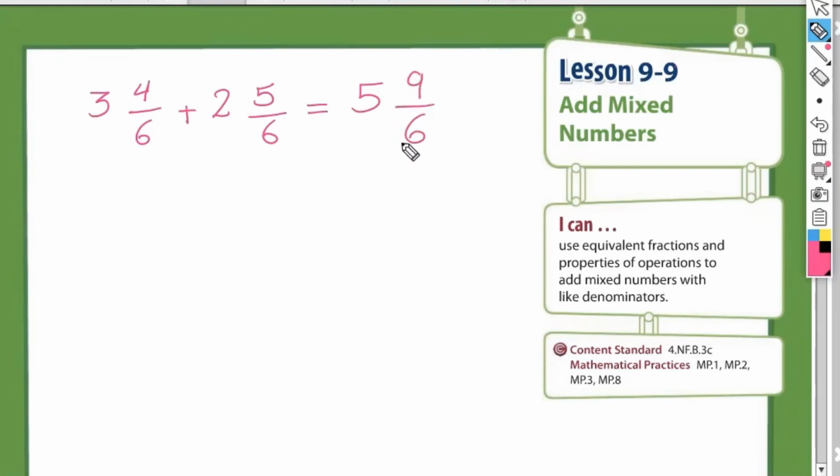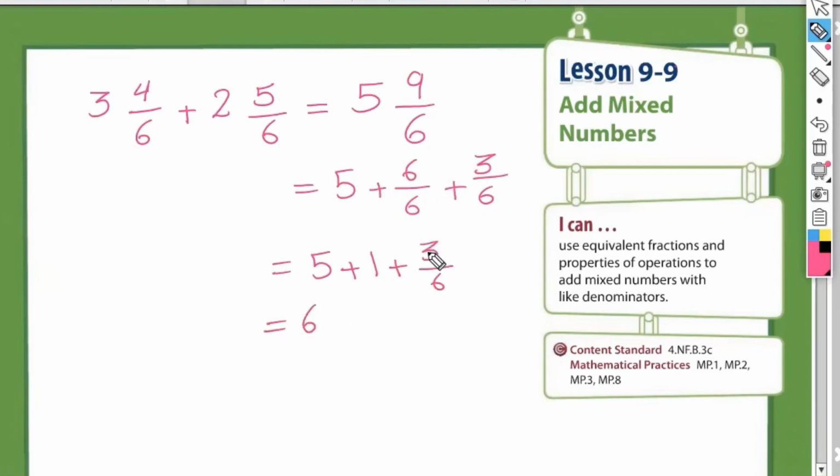Can I keep it like this? No, teacher. Why? We have to put it as a proper fraction. I will keep 5 as it is and start to decompose 9 out of 6. To what, teacher? To 6 out of 6 plus 3 out of 6. Teacher, why did you put 3 here? Look, 6 plus 3 equals 9. Now I will put 5 plus 6 out of 6 equals 1, plus 3 out of 6. 5 plus 1 equals 6. And 3 out of 6.